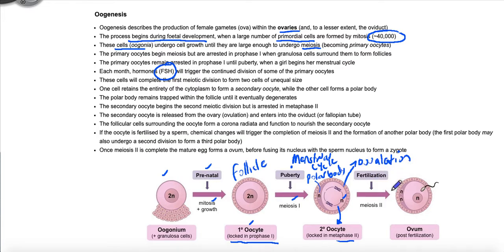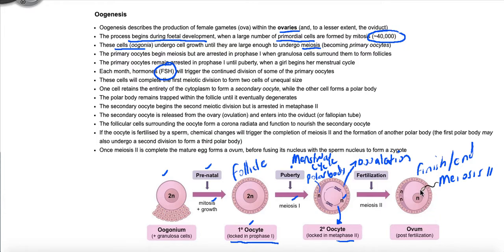Ovulation means that this secondary oocyte is released into the oviduct, or the fallopian tubes. And it might or might not get fertilized by the sperm. If it does get fertilized by a sperm, then this secondary oocyte will complete meiosis 2. So here we'll see the finish or end of meiosis 2, finally when the sperm fertilizes this egg.